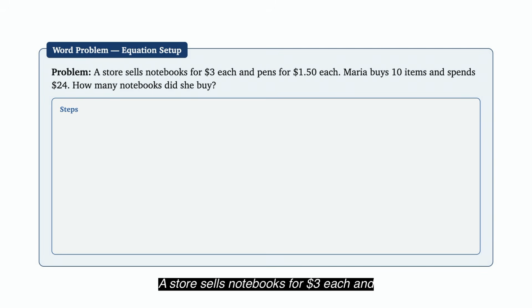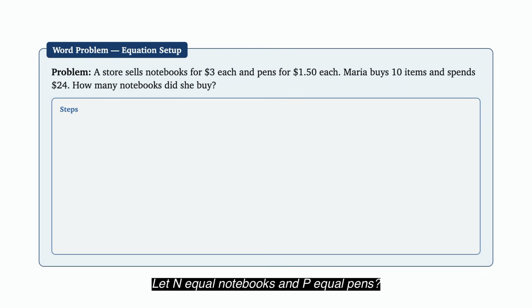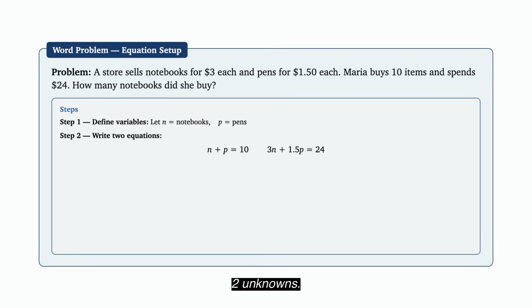Example: a store sells notebooks for $3 each and pens for $1.50 each. Maria buys a total of 10 items and spends $24. How many notebooks did she buy? Let n equal notebooks and p equal pens. Two unknowns, two equations: n + p = 10 and 3n + 1.5p = 24.